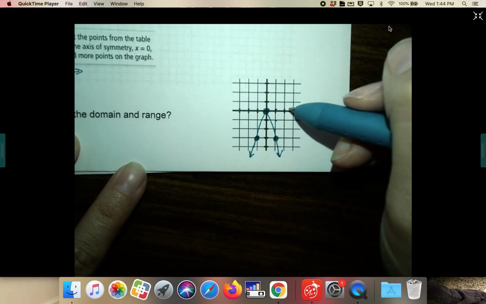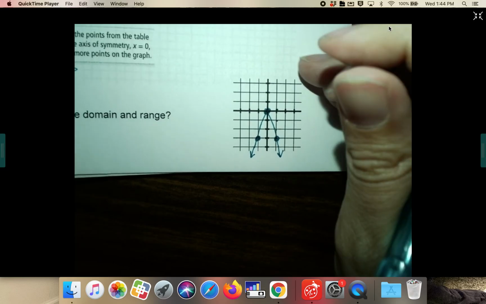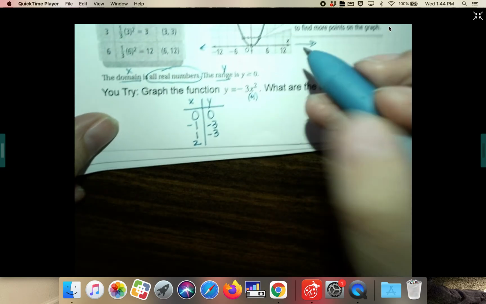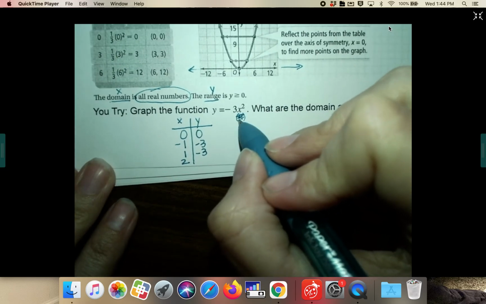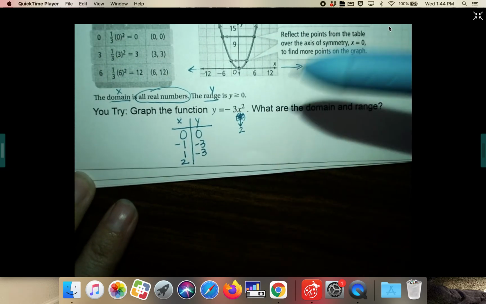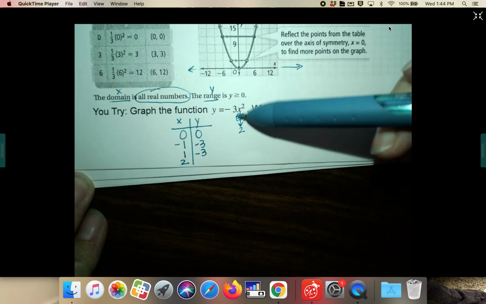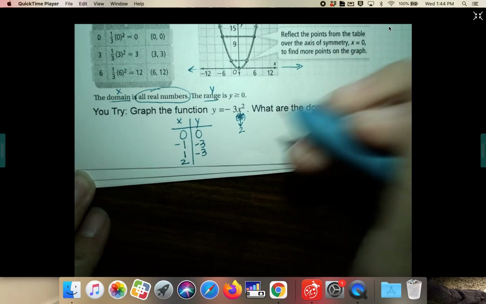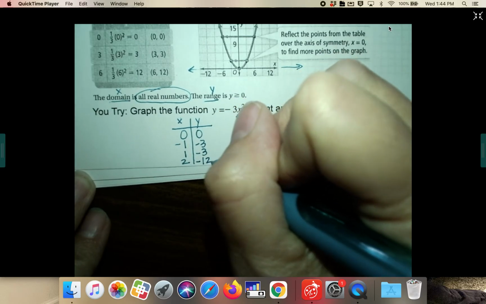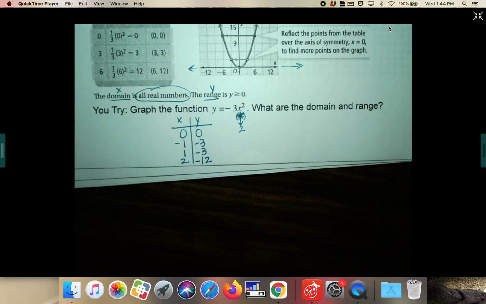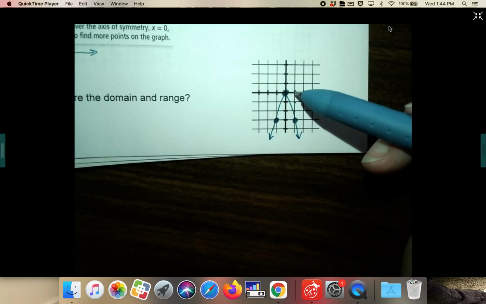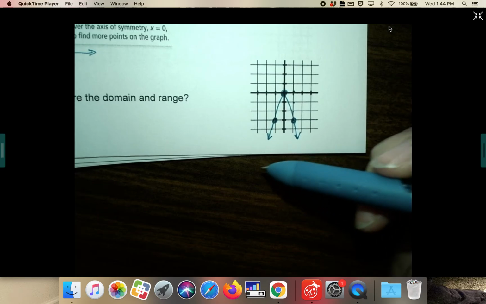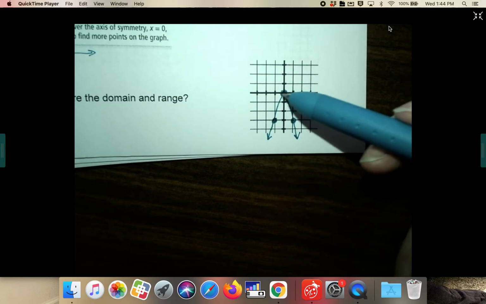Let's double check. Let's see where it is at 2. So if I plug in 2 for x, 2 squared is 2 times 2, which is 4. 4 times -3 is -12. Yeah, that's going to be way off our graph. So (2, -12) is going to be a dot way down here, and that dot is going to reflect over, and it's going to be the same on the other side.